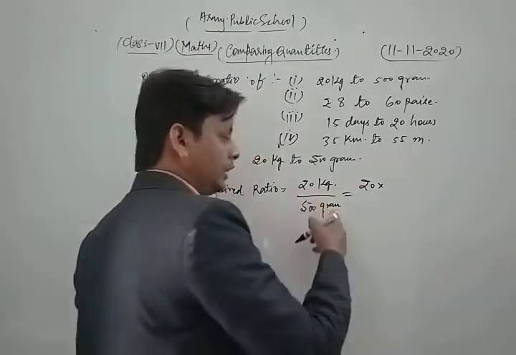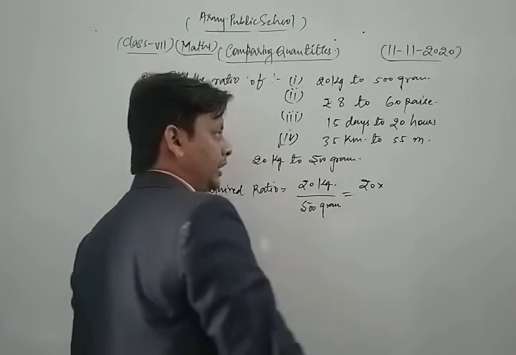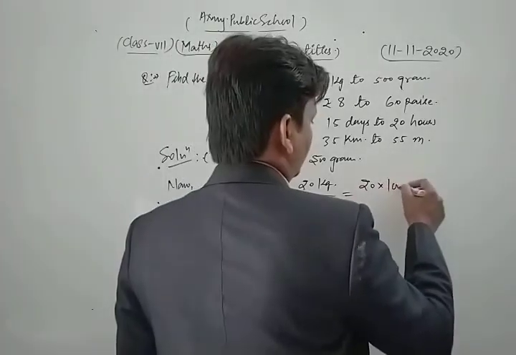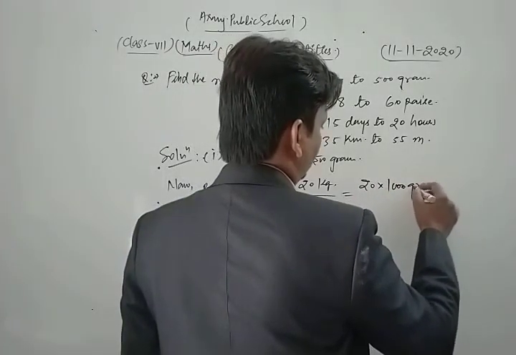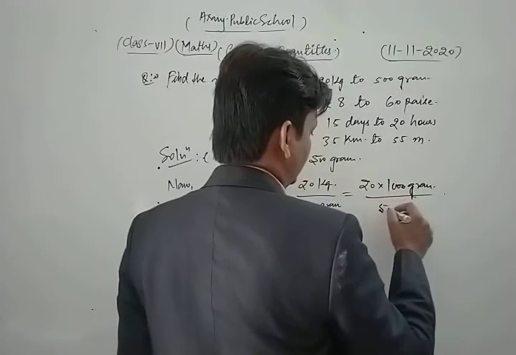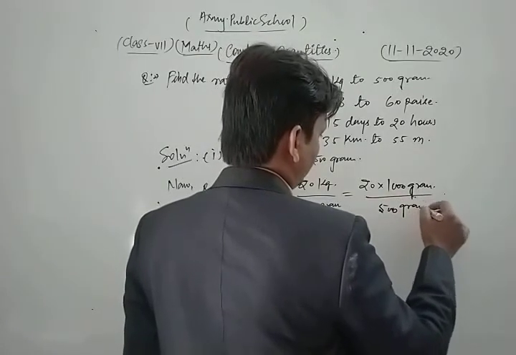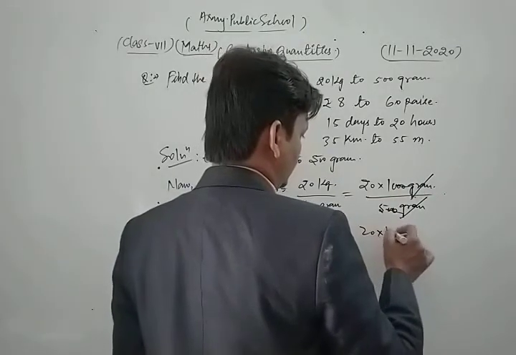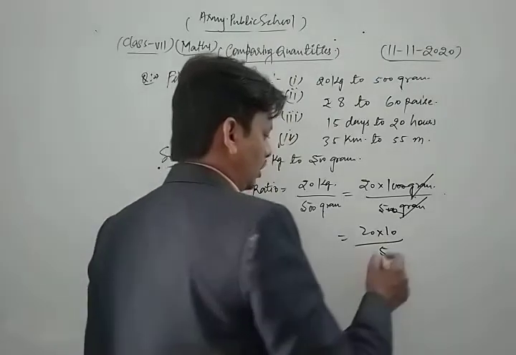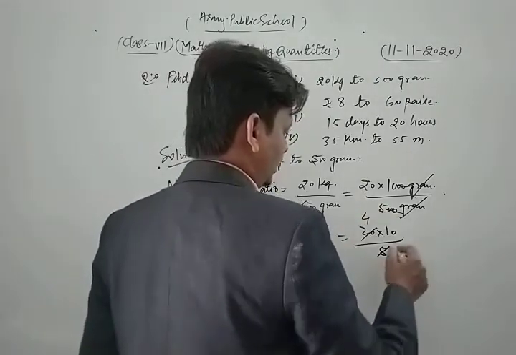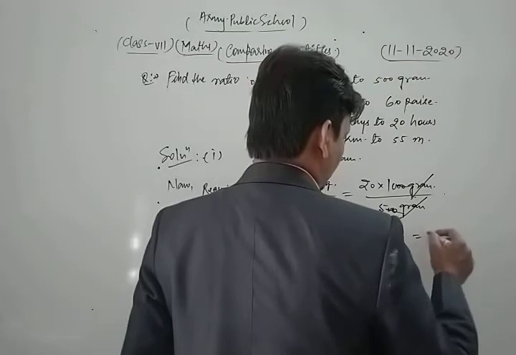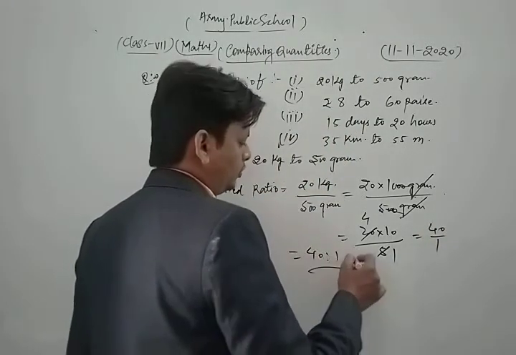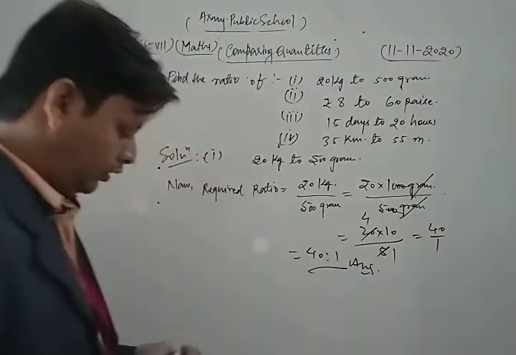First of all we convert into the same unit. In 1 kilogram there are 1000 grams. So we write 20 into 1000 gram upon 500 gram. Now gram cancels gram, so we get 20 into 10 upon 5. Now 5 fours are 20 and 5 ones are 5, so we get 10 fours are 40 upon 1. Thus the required ratio is 40 ratio 1. This is our required solution of the given question.